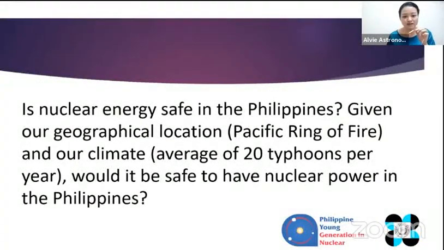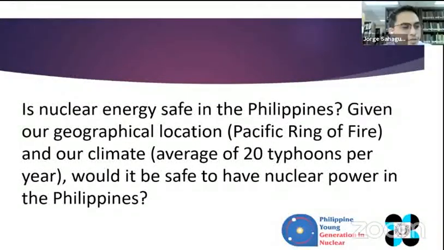Again, there's no perfect site for a power plant or for any nuclear facility, but there are ways to address the characteristics of the site through engineering solutions. That's why a very detailed study or analysis of the site has to be conducted first, and that siting study will also be reviewed by a regulatory body, and will also have inputs from the international community before it can even be finalized. So, yeah, thank you very much, Dr. Astronomo and Dr. Arcilia. For our next question.